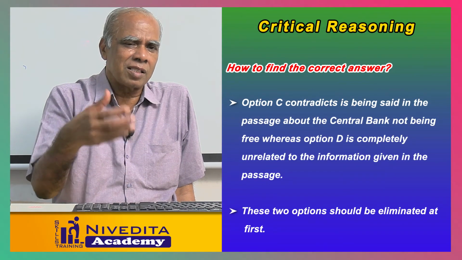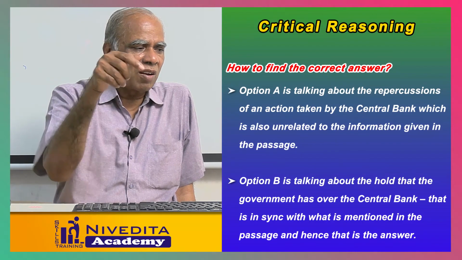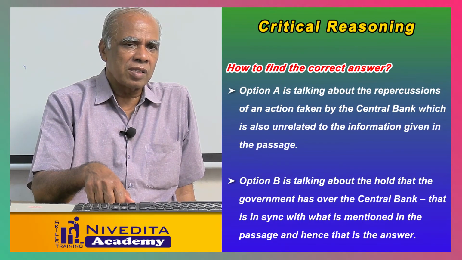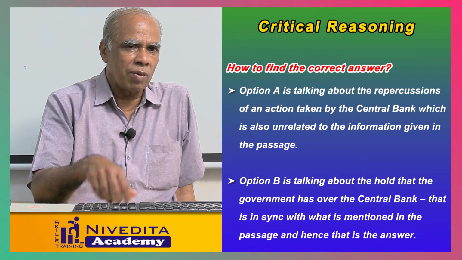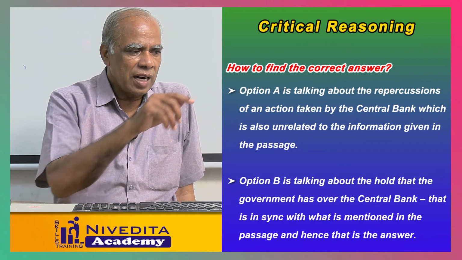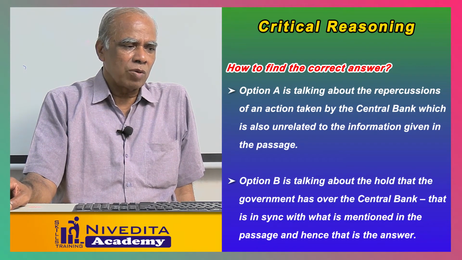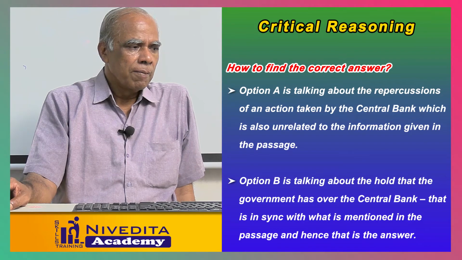The central bank is taking some steps, but the government always interferes. So the central bank is always working as subordinate to the central government. So that is a correct one. B is the correct one, so you can easily choose that one. You make some arguments, right? That way, what's the correct answer? B is the correct answer.